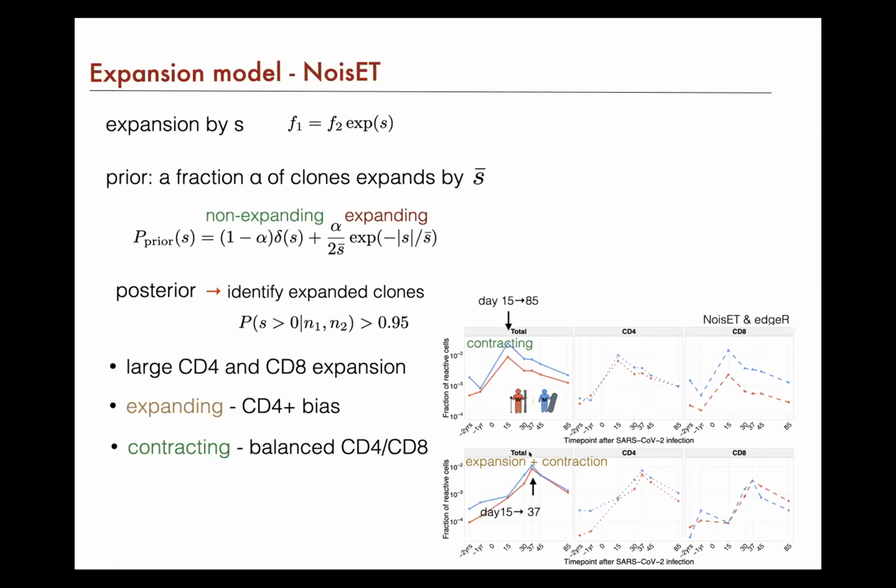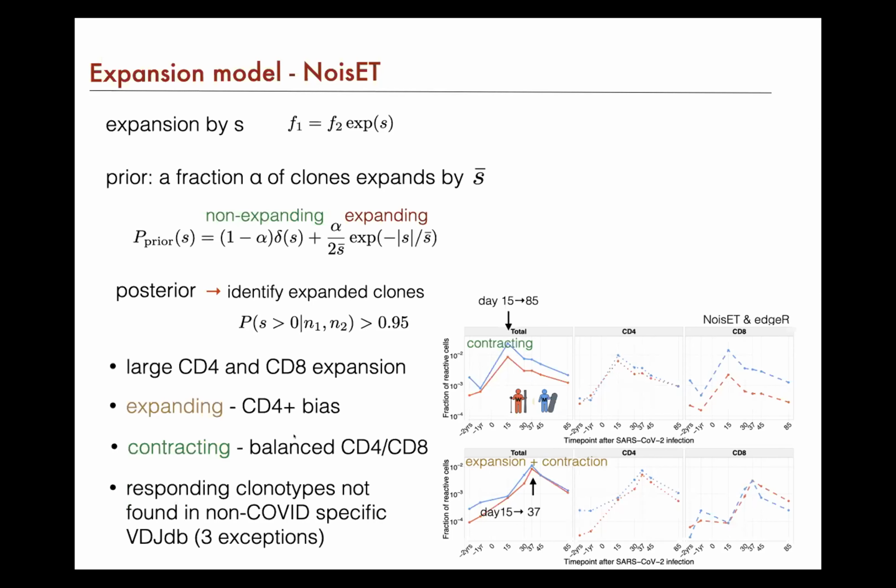so the later response. And we see this large expansion in both CD4 and CD8 cells, the two donors again being very similar, with the expanding one having a stronger CD4 bias, whereas the contracting ones being balanced between CD4 and CD8. And you also see here we added the pre-infection time points, and you see that the expansion is actually real compared to the frequencies that we saw at the pre-infection time points.